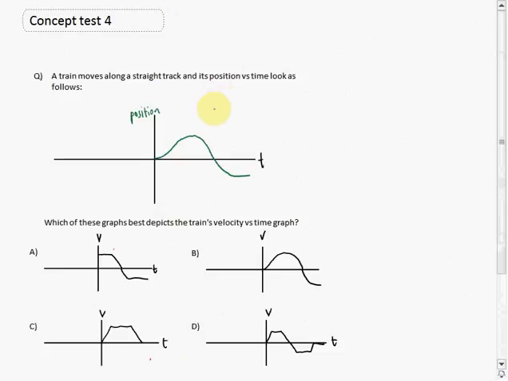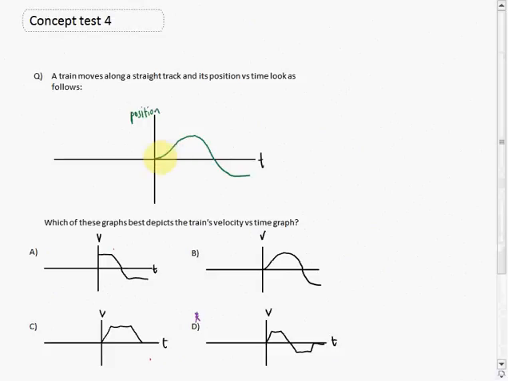A train moves along a straight track and its position versus time looks as follows. Which of the graphs A, B, C, or D depicts the train's velocity versus time graph? Okay, give that a bash and see what you come up with, and I'll go through the answer in a second. Okay, the answer that you should have gotten is D.